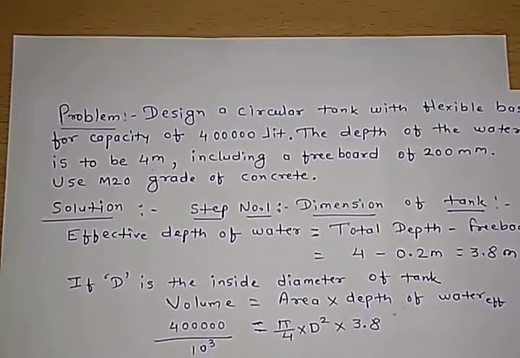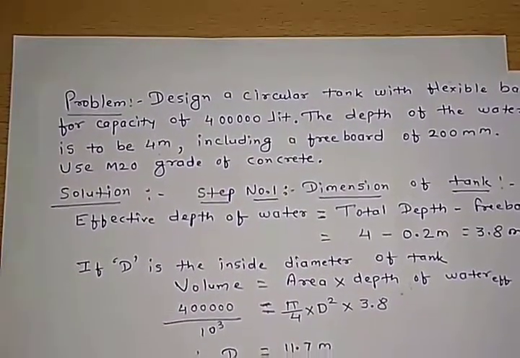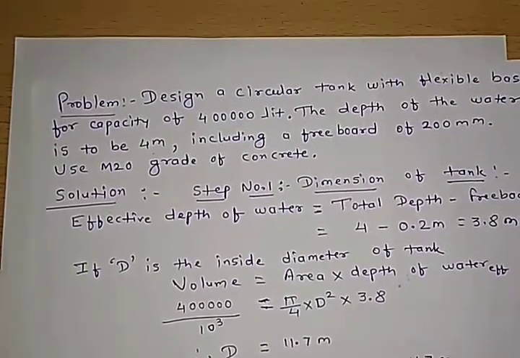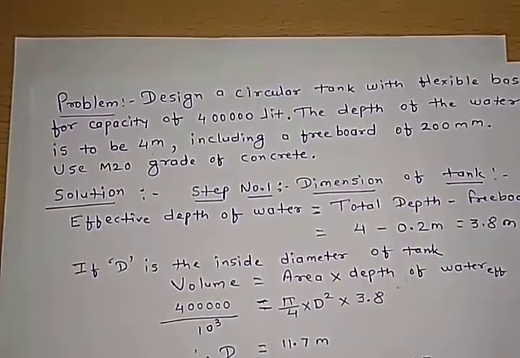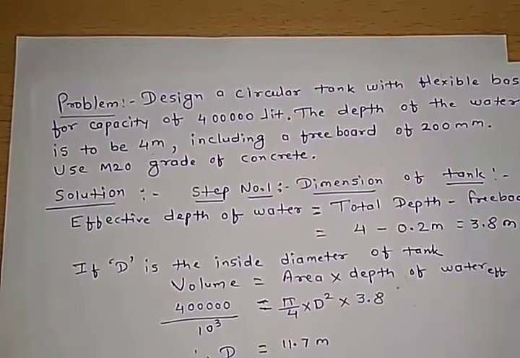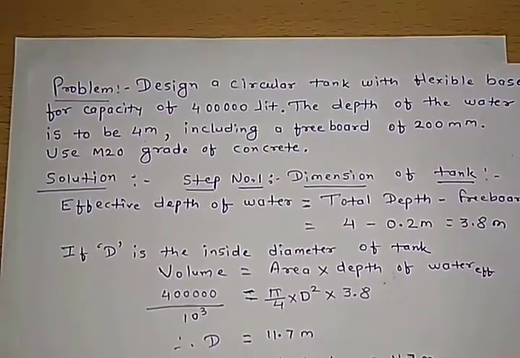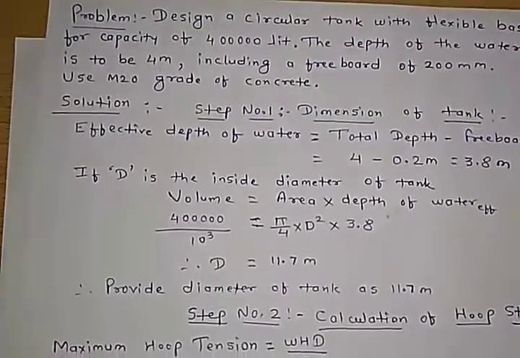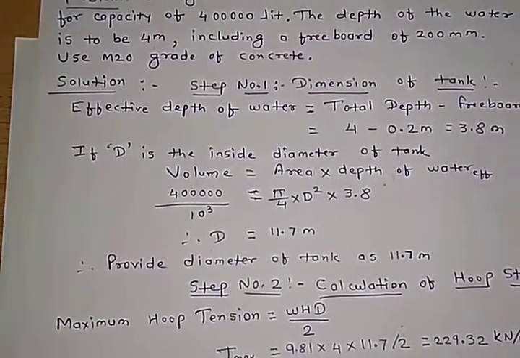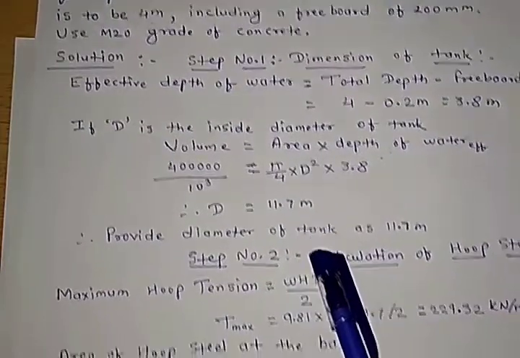In the last videos, we have gone through the problem steps and design. So in the design, we know that it is 4 lakh liter capacity, and the depth of the water is 4 meter. Freeboard is 200 mm. M20 grade of the concrete, where we got diameter as 11.7 meter.